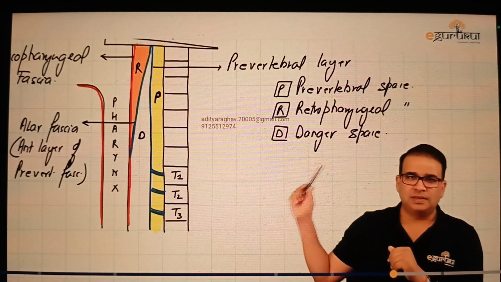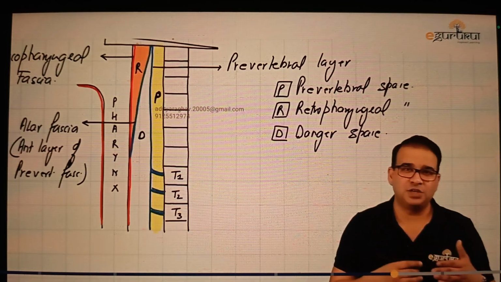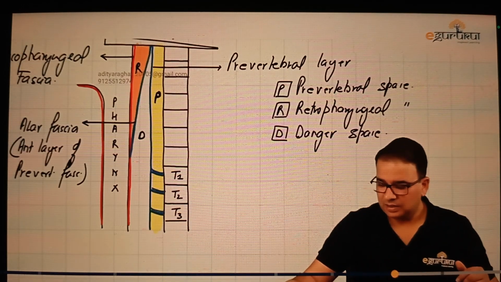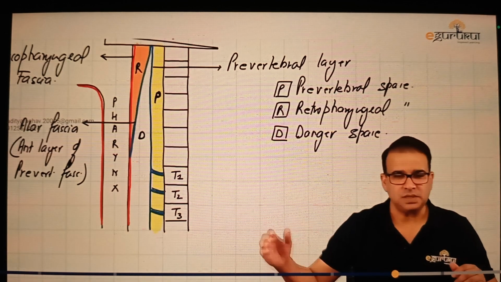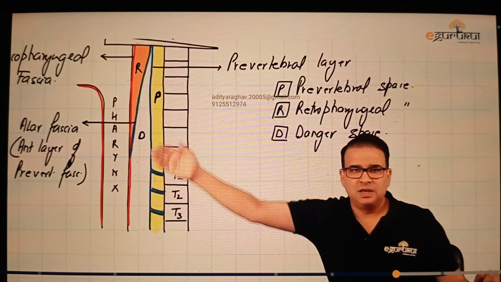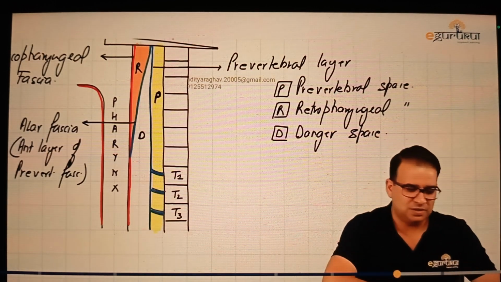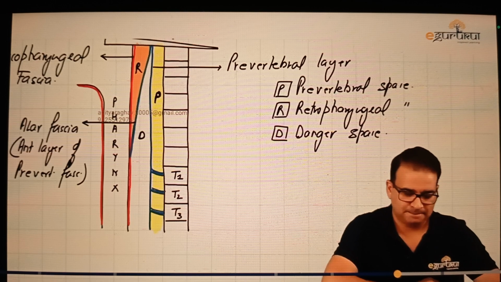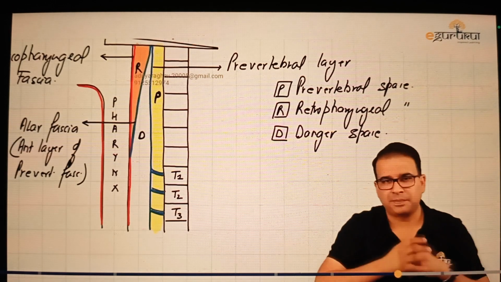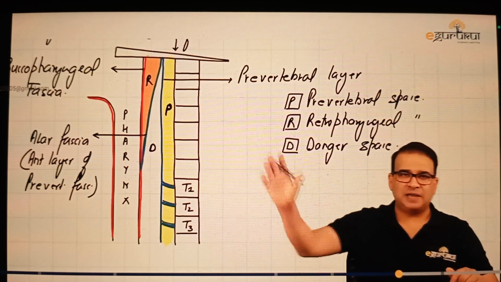Please note it down also that infections of the danger space can easily drop down to the posterior mediastinum, and they can cause dysphagia and dyspnea. I repeat, if you're writing, the infections of the danger space can easily drop down to the posterior mediastinum. This will continue as posterior mediastinum only, and can cause dysphagia and dyspnea. So this was the posterior part of the sagittal section, and that was the anterior part of the sagittal section.